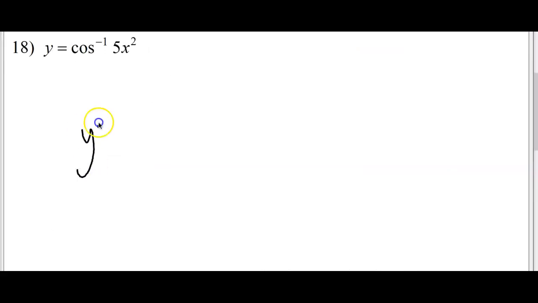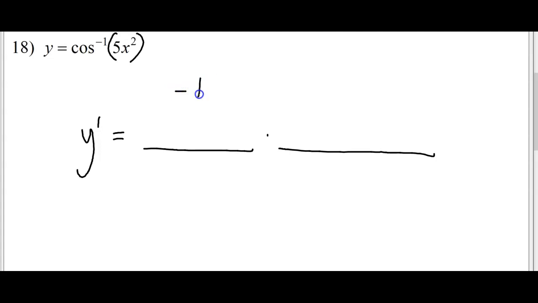So derivative of the outside times the derivative of the inside. The outside is arc cosine. The inside is 5x squared. So as we just said, the derivative of arc cosine is negative 1 over the square root of 1 minus whatever's on the inside there squared. In this case, 5x squared is the inside.